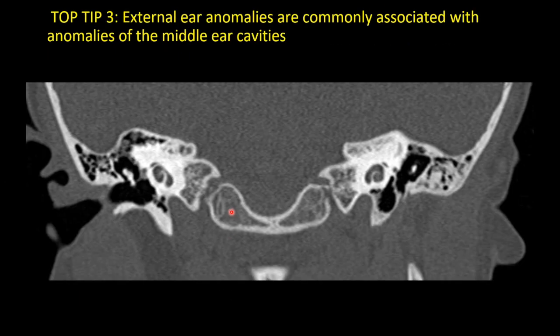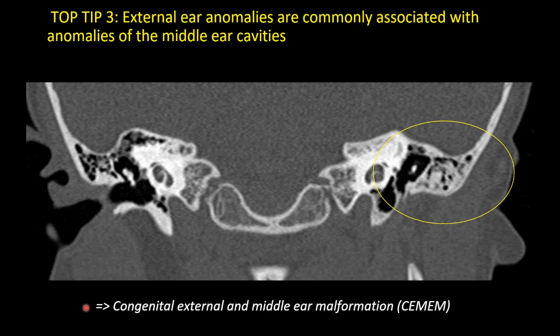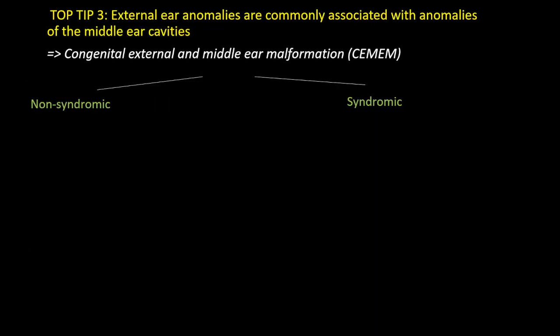Top tip number three: external ear anomalies are commonly associated with anomalies of the middle ear cavities. So in this case, we note there is external auditory canal atresia, but the ossicles are also small in size and dysplastic. These are known as congenital external and middle ear malformations. The congenital external and middle ear malformations can be non-syndromic and syndromic.